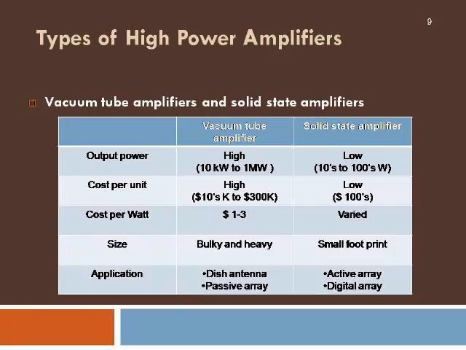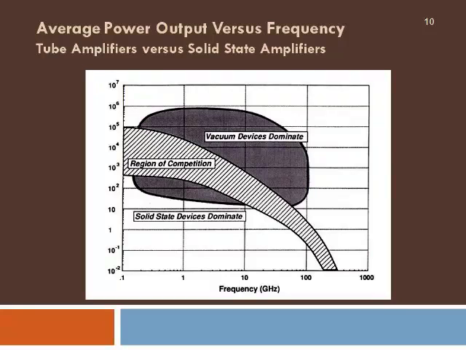From the application point of view, vacuum tube amplifiers are good when we use a dish antenna or a passive array of antennas with the radar system. Whereas solid state amplifiers are very convenient whenever we are going for an active phased array or a digital array radar. In this view graph, you can see the power variation at different frequencies for the two classes of amplifiers.